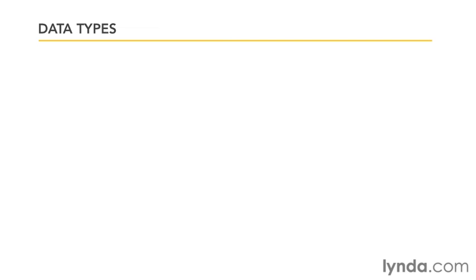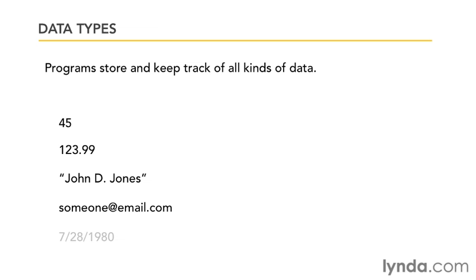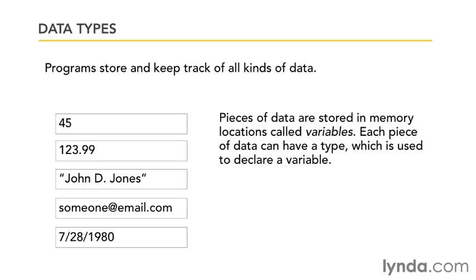Earlier on in the course, I mentioned that C# was a strongly typed language, meaning that you can't just simply declare variables and not tell the system what the types are. You'll find that as you build your C# programs, this actually becomes quite an advantage rather than the encumbrance that it sounds like. Programs store and keep track of all kinds of data. They keep track of numbers and prices and names and email addresses and dates. And these pieces of data are stored in memory locations called variables. And each piece of data can have a type which is used to declare a variable.